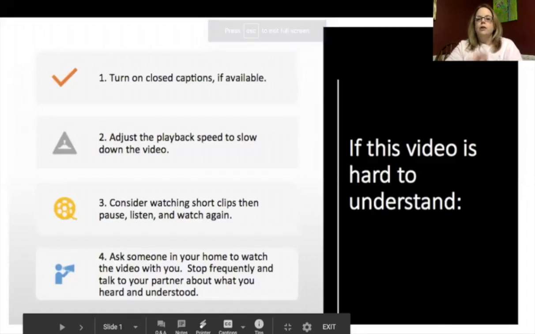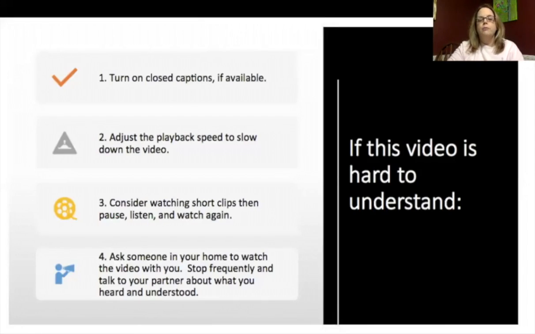Now, if you're having trouble keeping up with this video, you might be able to adjust the speed on your video and slow down the playing of the video. Also, this video is available to you, and you can stop and watch short clips. Then pause, listen, and watch again. Another thing you can do is have someone in your household sit and watch the video with you. Then you can stop the video, share what you learned with the person, and tell them what you understood, okay?